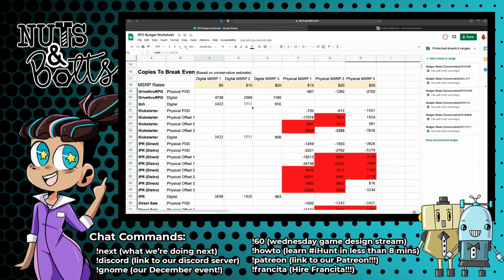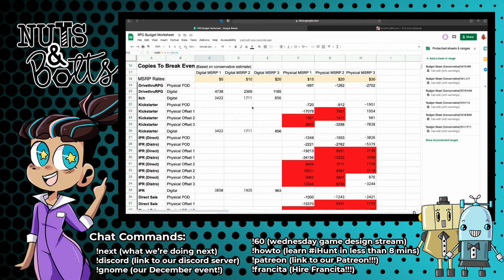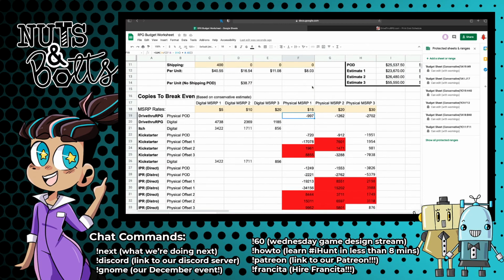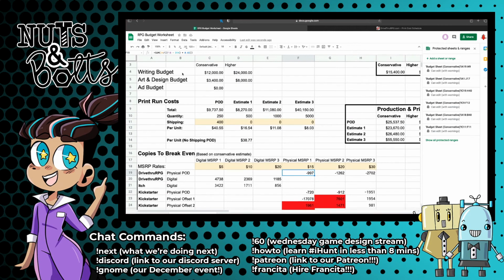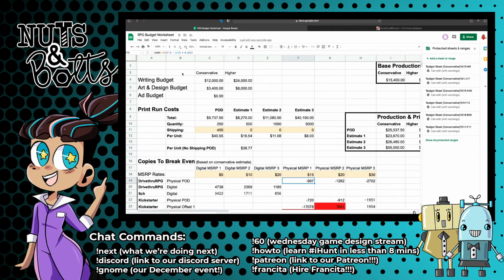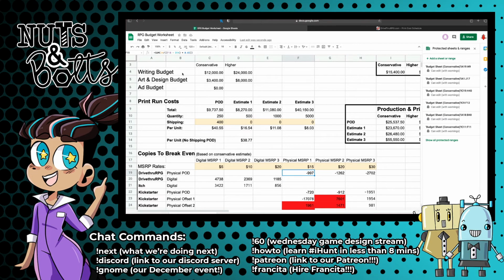Okay, so what's going on here? I4 divided by F18 minus D14.